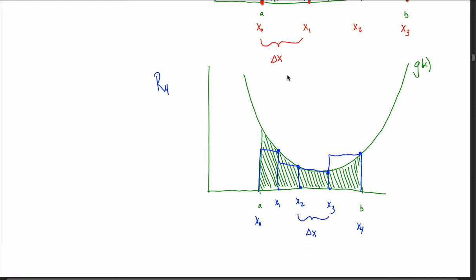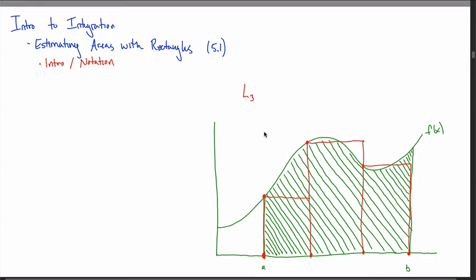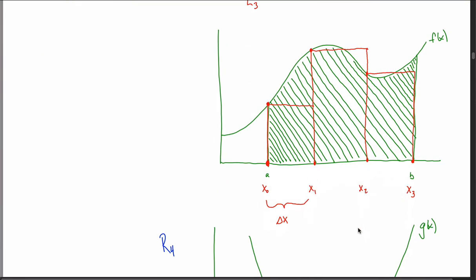So as far as terminology goes, when you see L3, I want you to know that this is somebody asking you to estimate the area underneath the curve using 3 rectangles. To come up with 3 rectangles, you need x0, x1, x2, and x3.